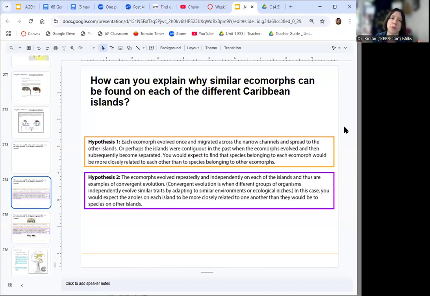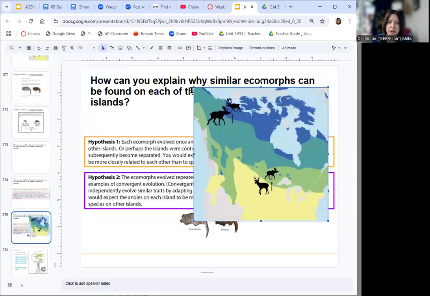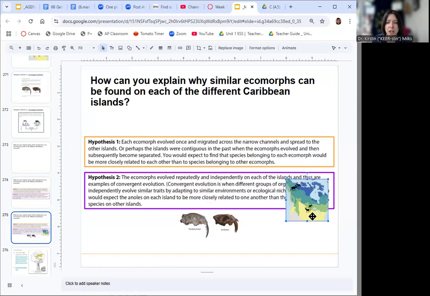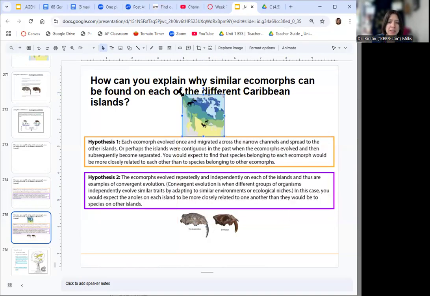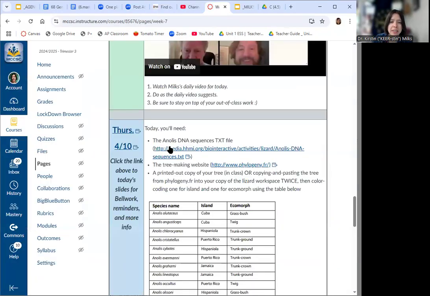Like maybe the hurricanes blew the lizards around. Hypothesis 2 is that each of those ecomorphs evolved repeatedly and independently on each of those islands, and they're examples of convergent evolution. So again, we know it's adaptive radiation. I'm going to take this picture to talk about migration. Maybe you're just ending up with species changing their ranges between the islands, or maybe it is convergent evolution.